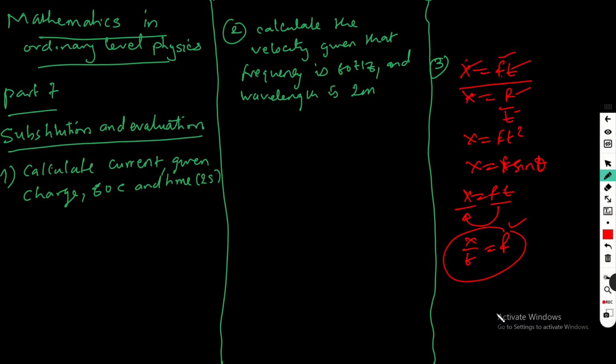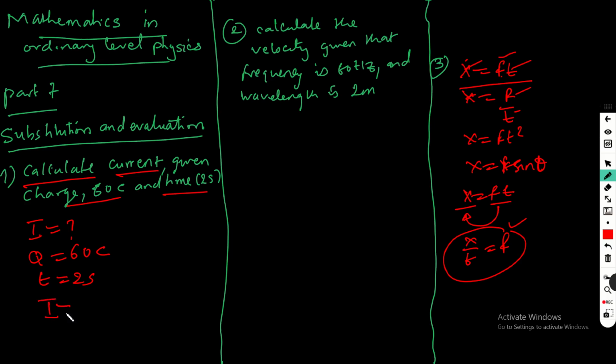Okay, let's look at an example. Say calculate the current. I've given you charge and time, so you're calculating I, which you don't know. The charge, Q, is 60 coulombs. Time is 2 seconds. Now, what's the formula that relates I, Q, and T?